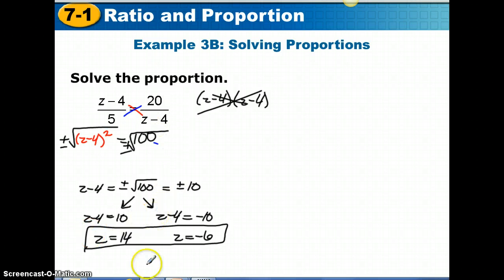in this proportion. You would always want to double check and make sure that neither of these answers would give you a denominator of 0. Negative 6 minus 4 is not 0, and 14 minus 4 is also not 0.